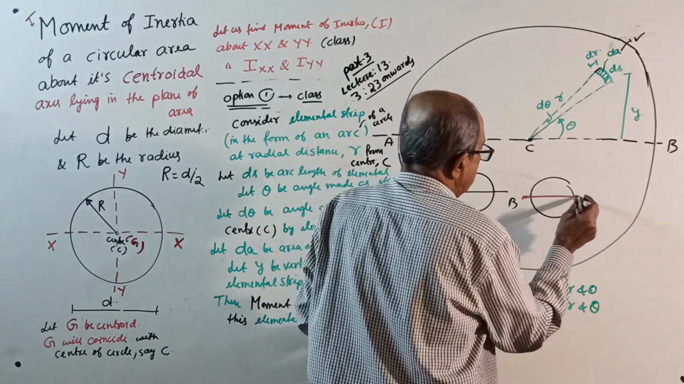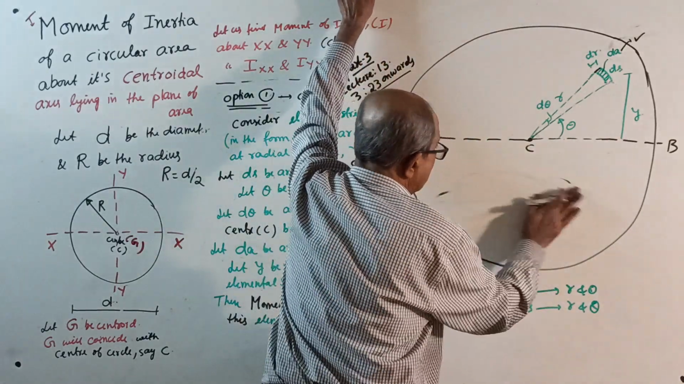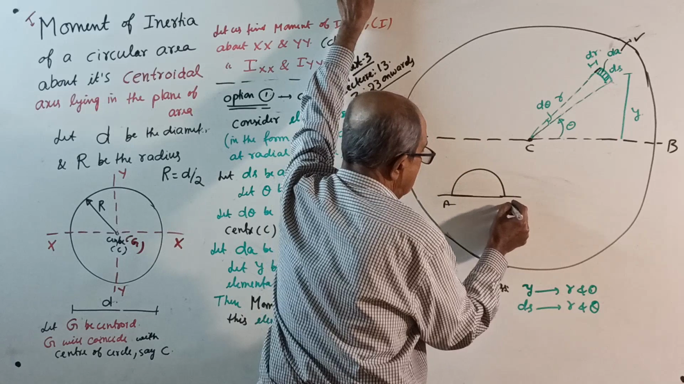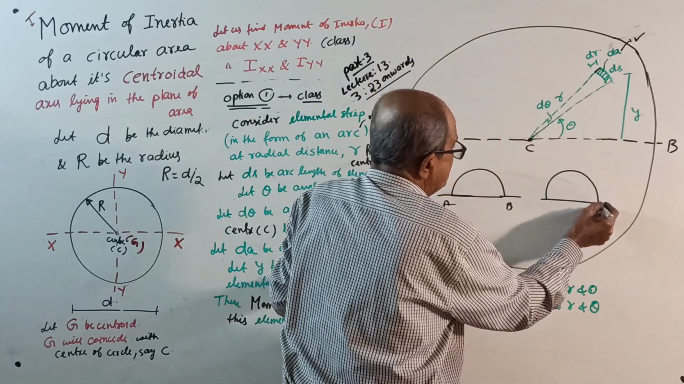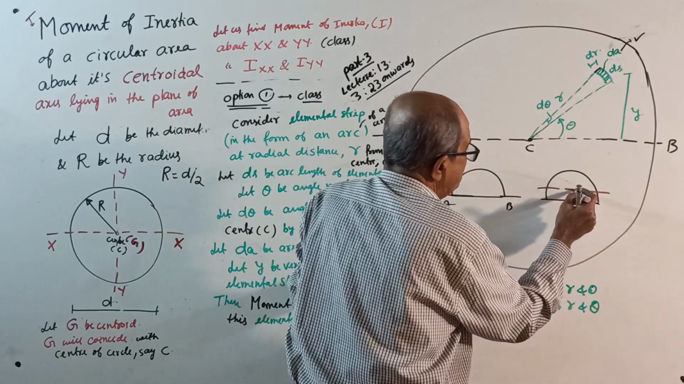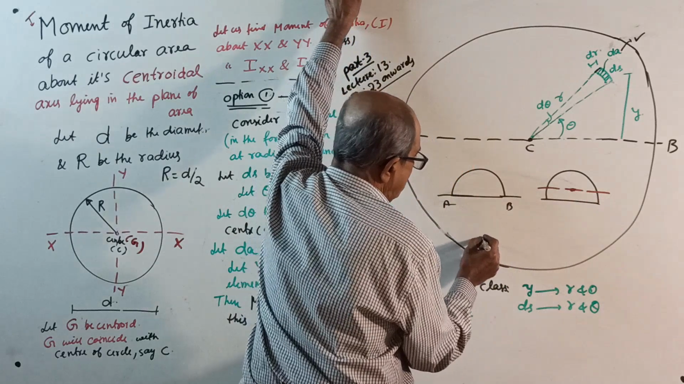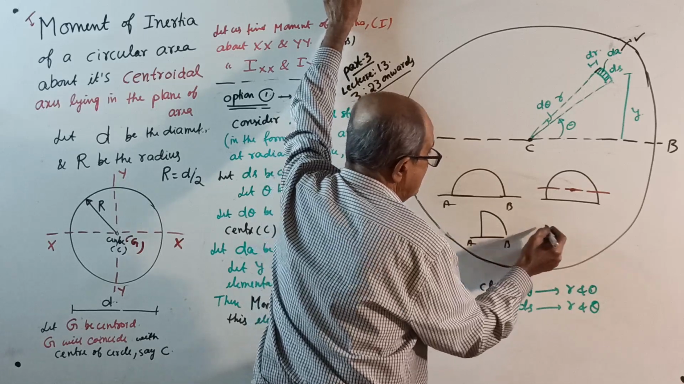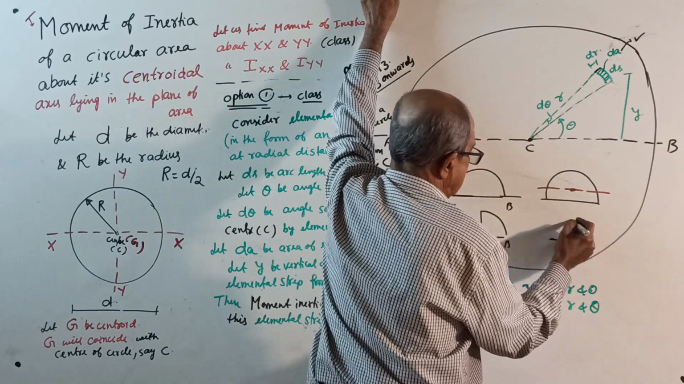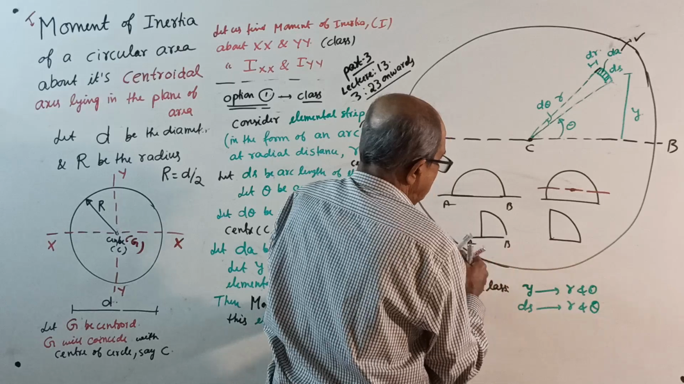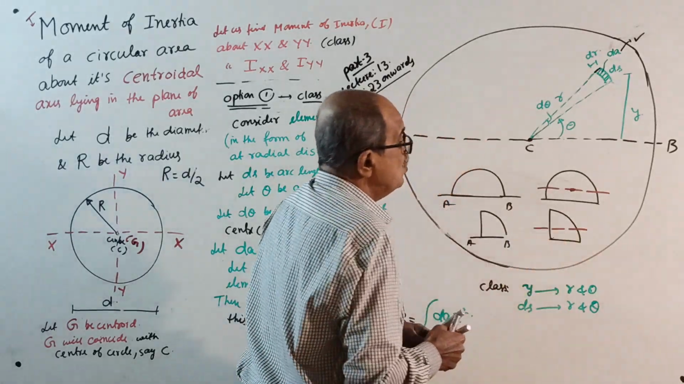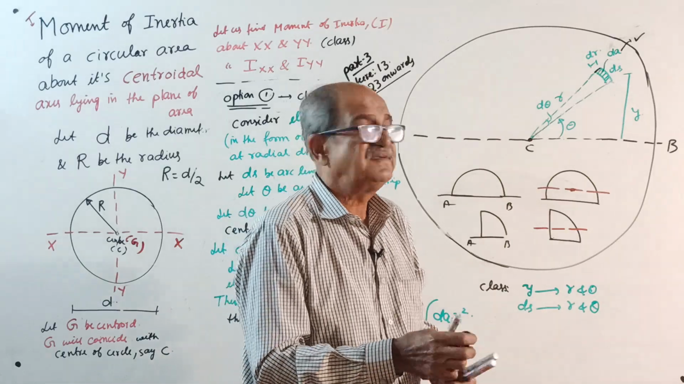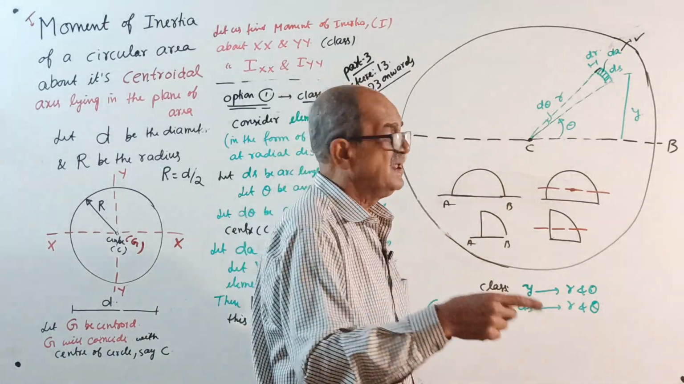Both are the same. But if you consider a semicircle, the AB you call is not XX, because the semicircle's XX will be here. See, the centroid is here. Or if you consider only a quadrant of a circle this way, if you call this axis AB for the quadrant, this AB axis is not XX, XX is here. So for the circle, this AB itself is XX. First you will do the circle, then you will go to the semicircle and quadrant.